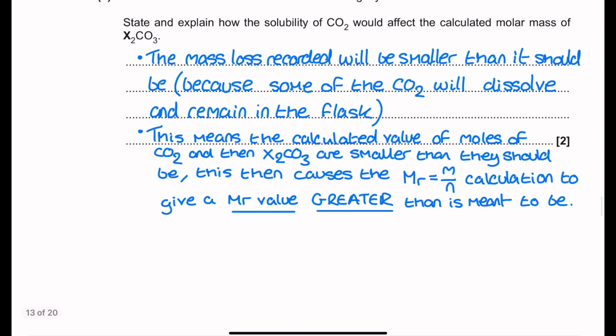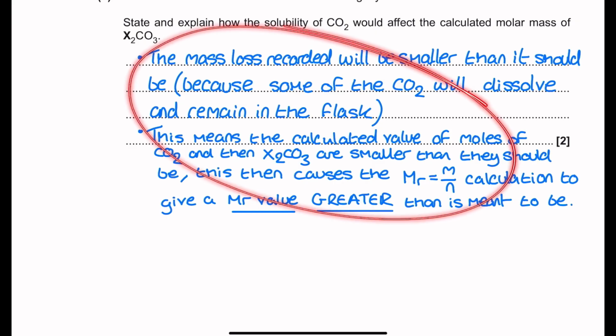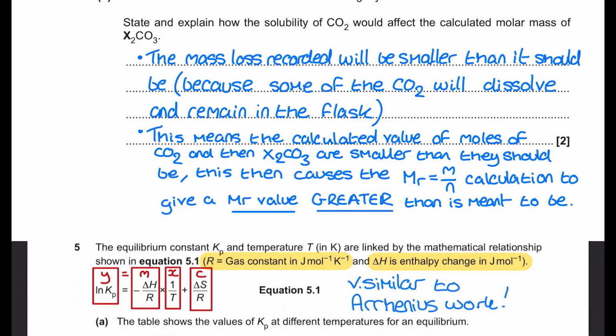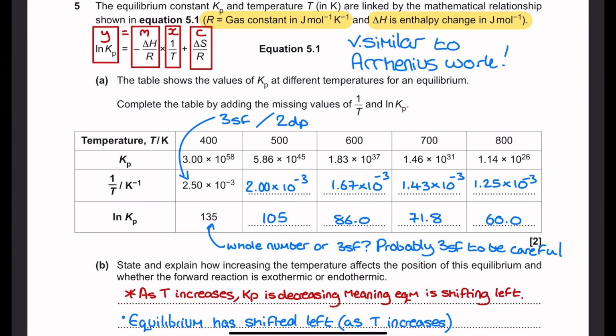This means that the calculated value of moles of CO2, and then, because we used the ratio, the moles of X2CO3, were smaller than they should be. This causes the Mr equals mass divided by moles calculation to give a greater Mr value than it's meant to. And there's your answer to the question. If you check the mark scheme, you can see the minimum thing they wanted you to write, but I don't believe that without this explanation you may be able to follow exactly what's going on, so hopefully that helps to shed some light on things.